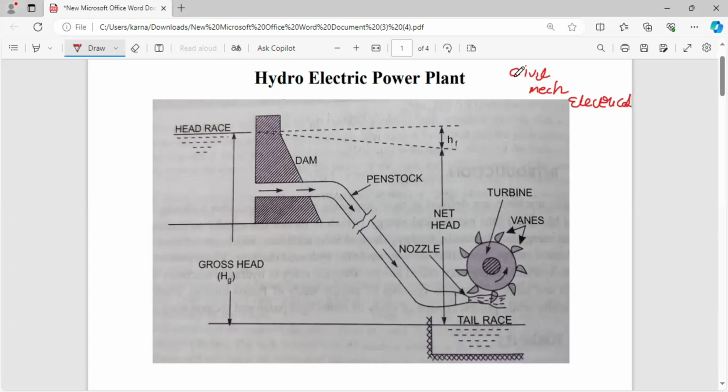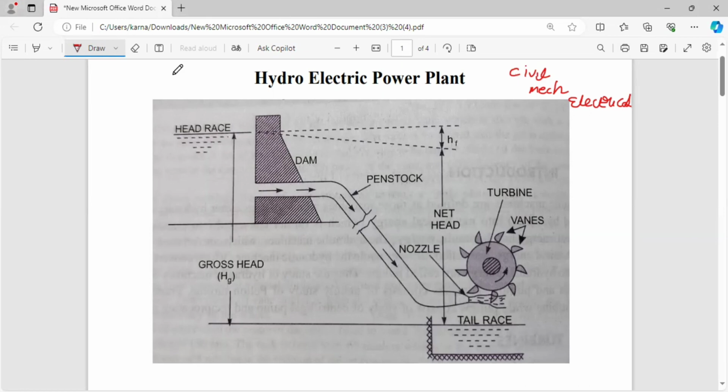In this video, we completely discuss what the main components involved in the hydroelectric power plant are and what the functions of each and every component are, and how questions may be asked about these components. Now let us start.